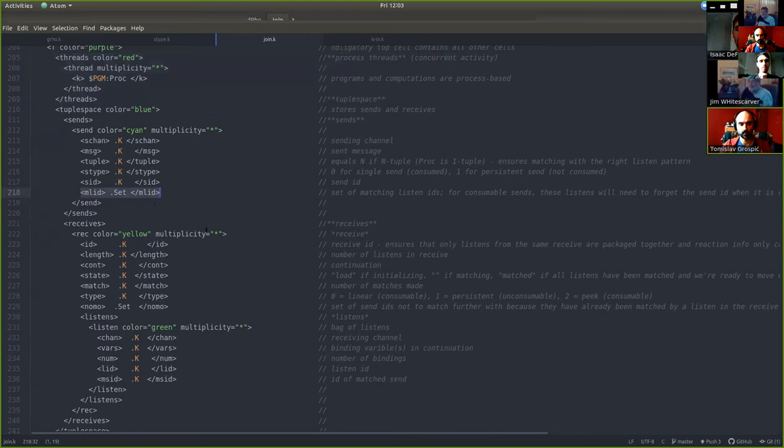And I'm doing a similar thing with the receives. They also have this set, which I called the NOMO set, because I don't want it to match anymore with the things in this set. A receive is a bunch of listens potentially, and each one of these listens is going to find a single send to try and match with. Once one of the listens matches with a particular send, I don't want any of the other listens in that receive to match with the same send. So that's where I'm keeping all of these ID numbers for the sends, so that I don't have a situation where the same exact send matches multiple listens at the same time.